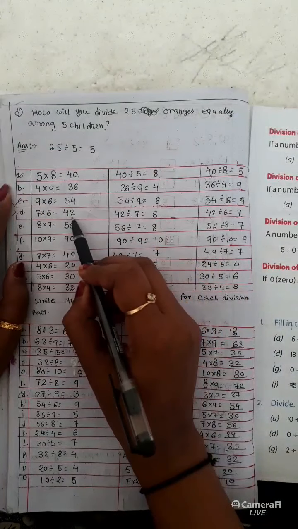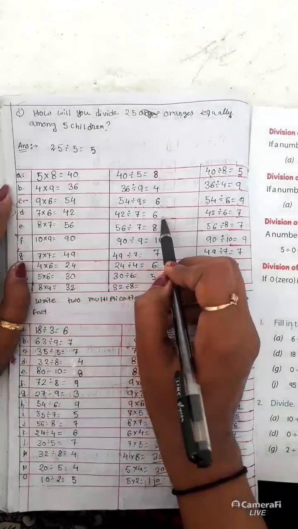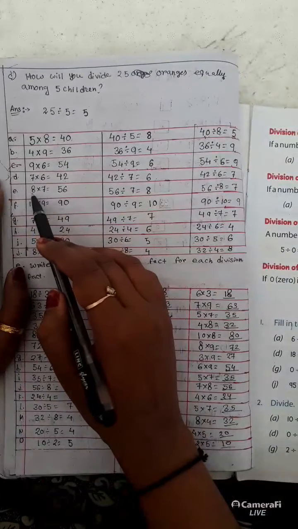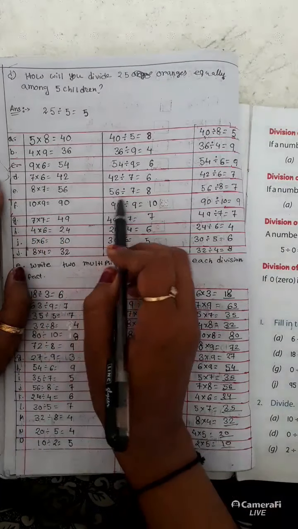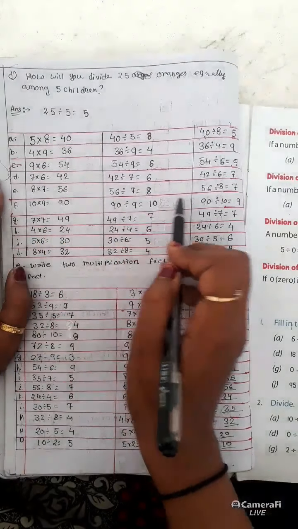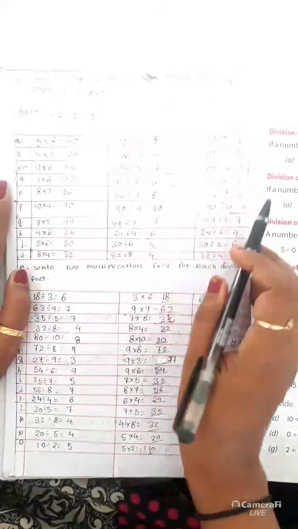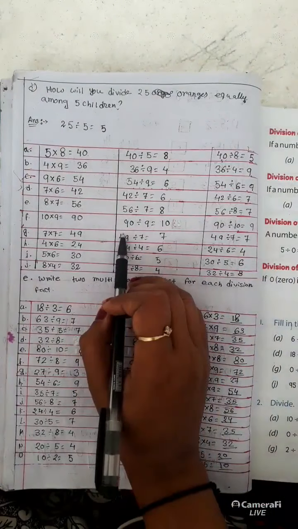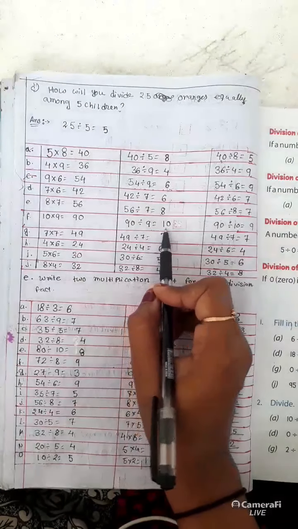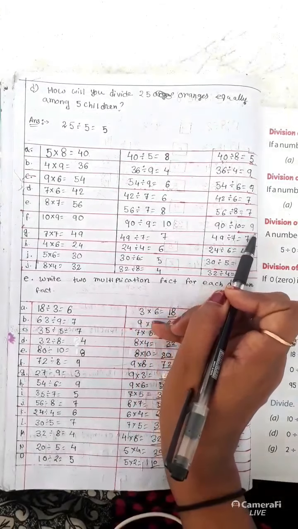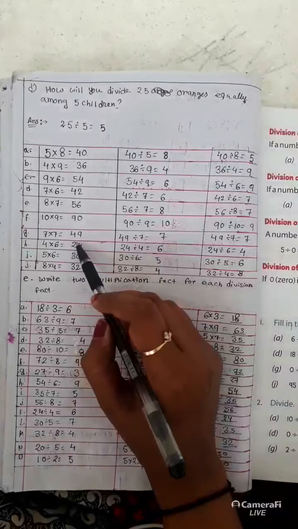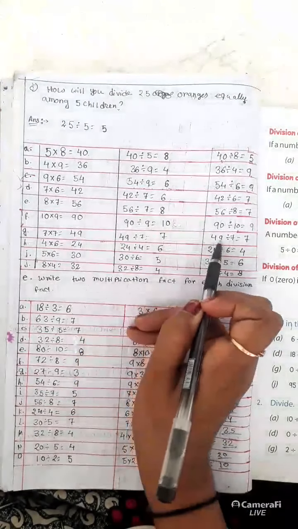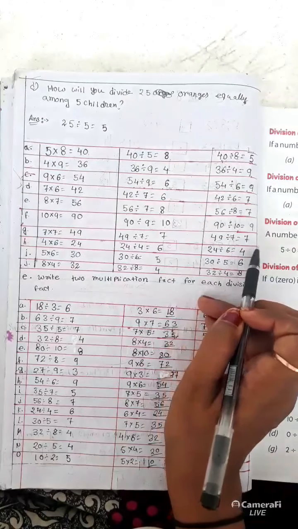6 7s are 42. 42 divided by 7 is 6. 42 divided by 6 is 7. 8 7s are 56. So, 56 divided by 7 is 8. 56 divided by 8 is 7. 10 9s are 90. So, 90 divided by 9 is 10. 90 divided by 10 is 9. 7 7s are 49. 49 divided by 7 is 7 and this is also the same thing.